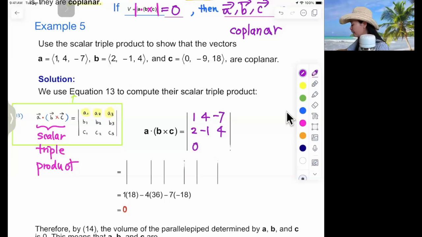0, negative 9, 18, right? Yeah. So now you have a question: is this flat, on the same plane? Coplanar means they're on the same plane.